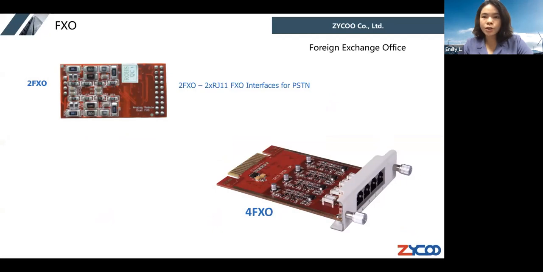For the FXO modules, it stands for Foreign Exchange Office. This interface is going to connect with PSTN telephony lines. If you are confused between the FXO and the FXS, you may think of the O as outside. This interface connects with PSTN telephone lines and goes outside. For the FXO modules, we have the 2 FXO and the 4 FXO.